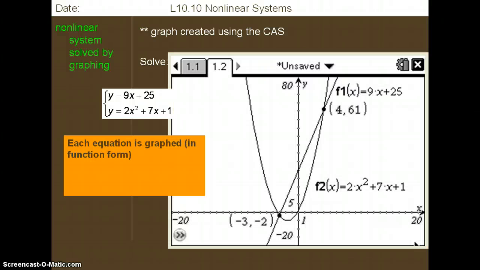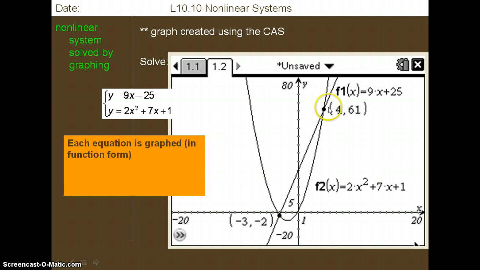You'll notice again that the graph uses function form. The first equation is considered function 1 of x, 9x plus 25. We can see that being the line here. We know that is a line because it has an x term, but no x squared term. And then the second function, f2 of x, is equal to 2x squared plus 7x plus 1. That is our quadratic function right here.